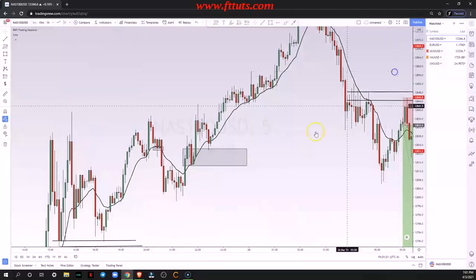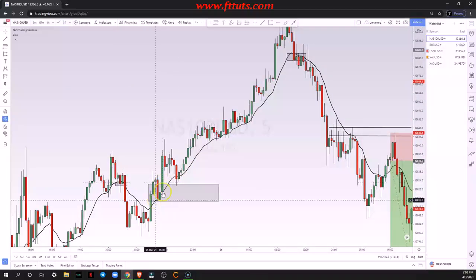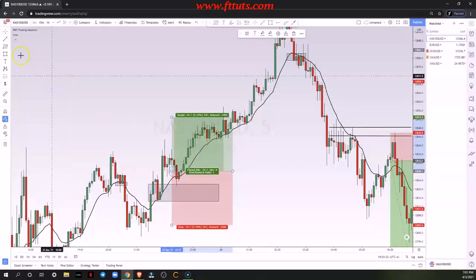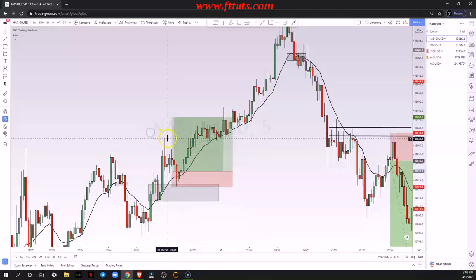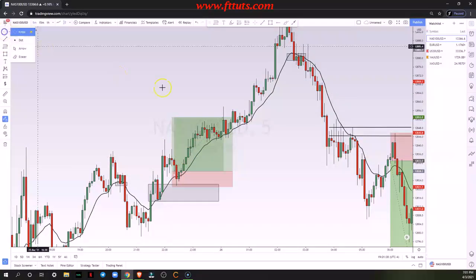Okay, so we have a demand. It breaks out really fast, giving out buying power. And we get a red candle and a green candle right there. We will be entering above that green candle. Stop loss is underneath that red candle. And we let it run.